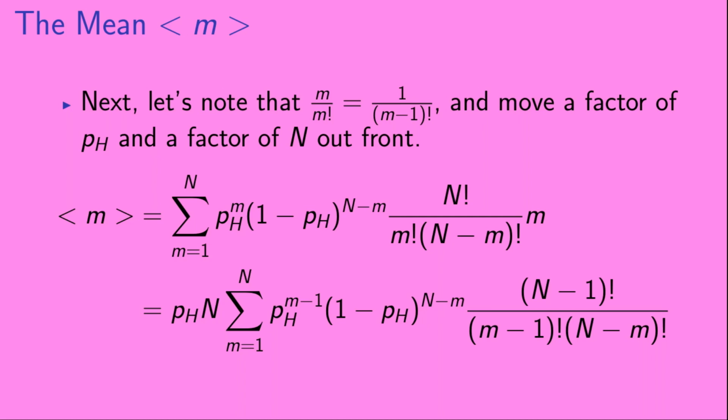Now we're going to write that as ph n times the sum over m from 1 to n of ph raised to the m minus 1 power, times 1 minus ph raised to the n minus m power, times n minus 1 factorial, over m minus 1 factorial n minus m factorial.